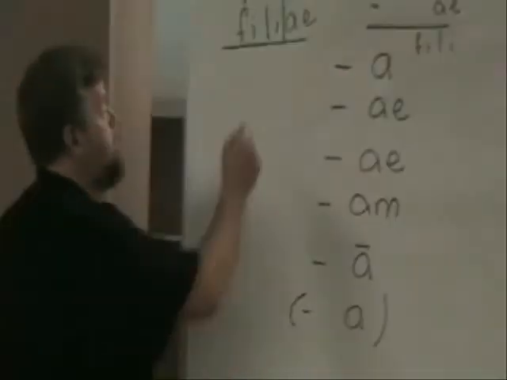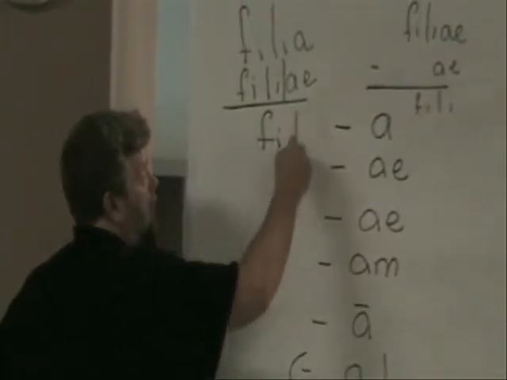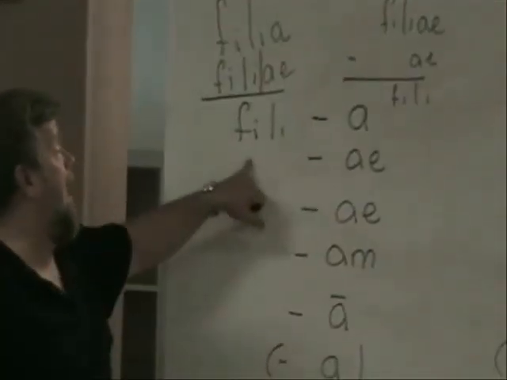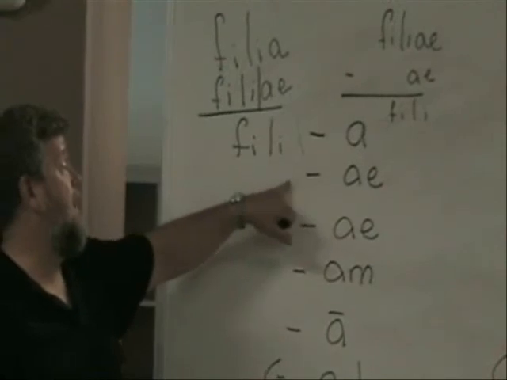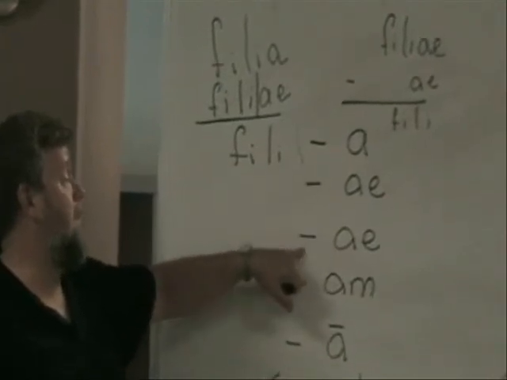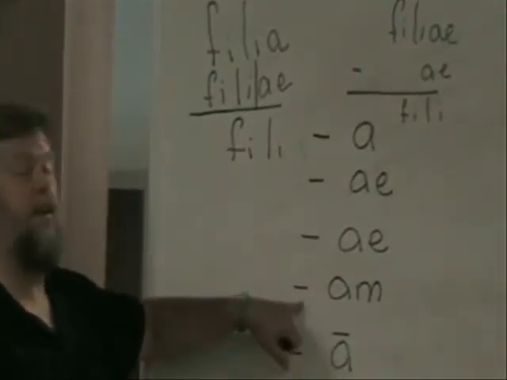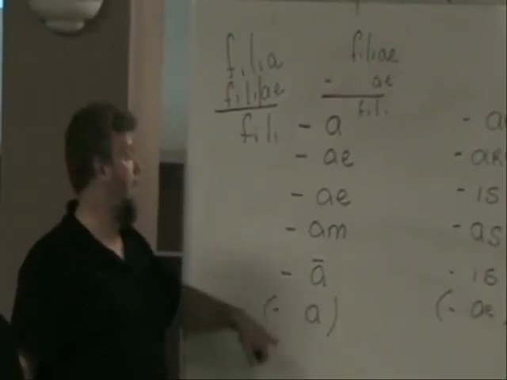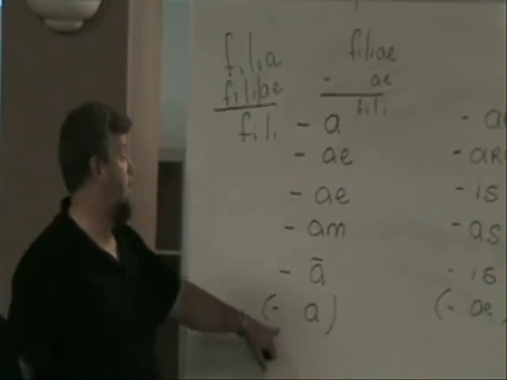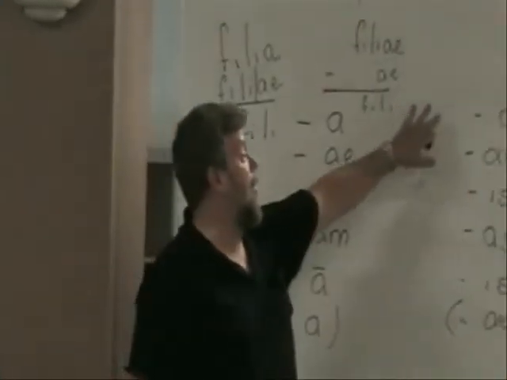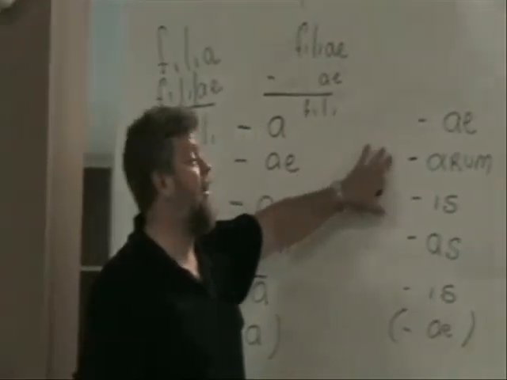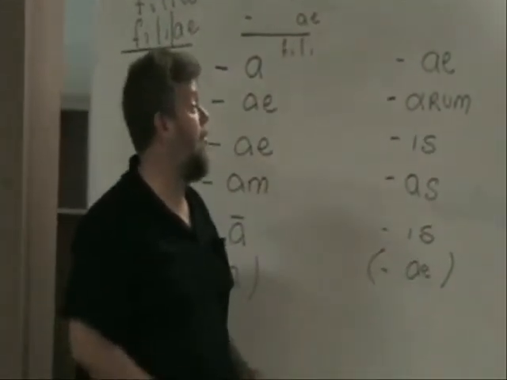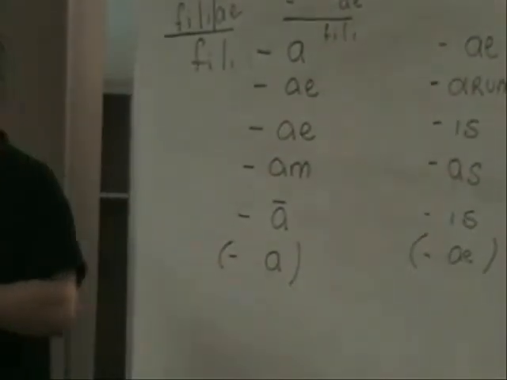We put them together, and we have a stem plus an inflectional ending. Filia, nominative singular. Filiae, genitive singular. Filiae, dative singular. Filiam, accusative singular. Filia, ablative singular. And filia, vocative singular. In the plural, filiae, filiarum, filiis, filias, filiis, and the vocative plural, filiae.